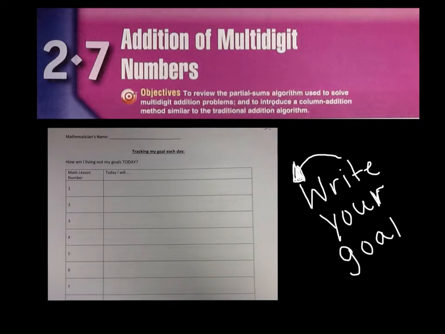Good morning, fourth graders. By now you should have written your goal. If you didn't, do that quietly right now. Today we're taking a look at lesson 2.7, the addition of multi-digit numbers. We're going to actually learn two different ways of adding, and by the end of today you can choose which one works best for you.